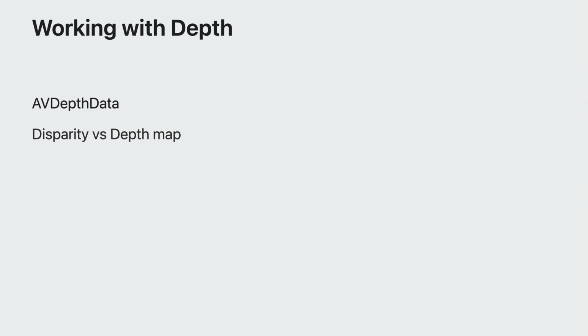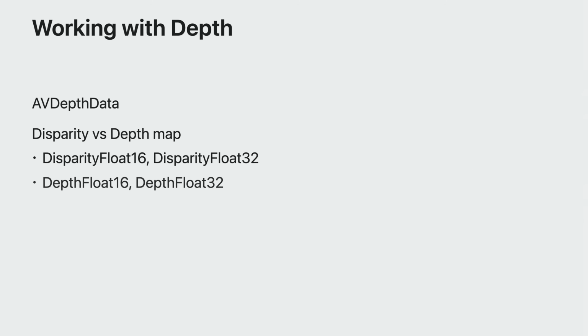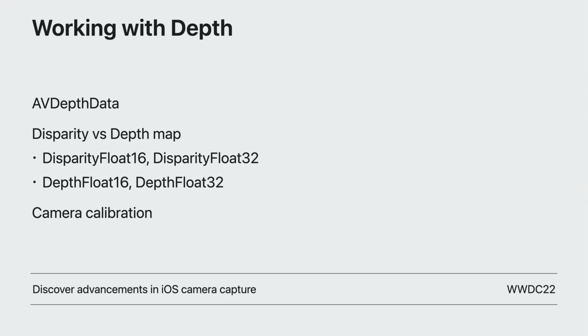When working with depth and Apple SDKs, AV depth data serves as the container class for interfacing with all depth metadata. Depth metadata captured by camera sensors contains a depth map represented either as disparity or depth format. These formats are interchangeable and can be converted to each other using AV Foundation. Depth metadata also contains camera calibration data like intrinsics, extrinsics, and lens distortion needed to reconstruct the 3D scene. If you need to learn more specifics, please review the Discover Advancements in iOS Camera Capture session from 2022.